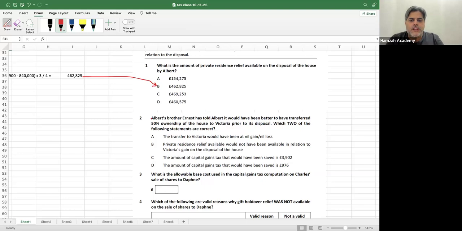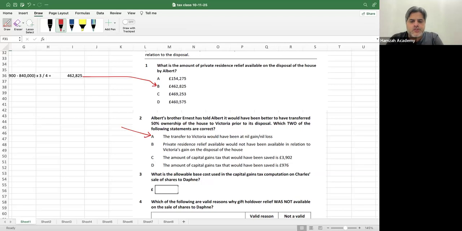Now, if we talk about this statement, if I go for this, then yes, this is true, because a transfer of property between spouses is always at the original cost to the couple. This is always the case, because we don't calculate the gain or profit while transferring property between spouses.